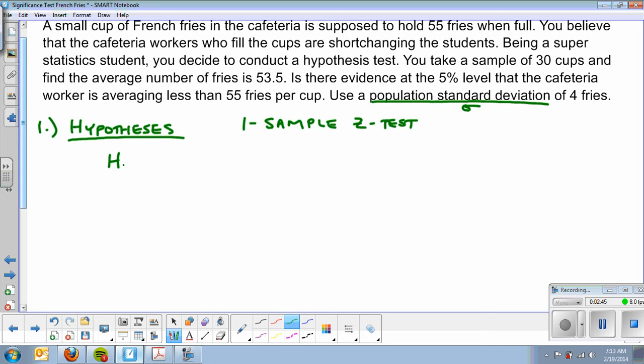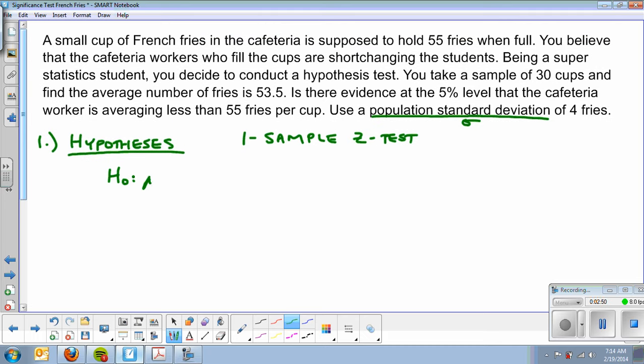The null hypothesis. Remember, null means no change. So if there's no change in the amount of fries in your cup, then the mean fries per cup will be 55. All right. The alternate hypothesis. We believe that we are being shortchanged. Often it says it in the problem. Sometimes you have to figure it out. But it says here, is there evidence at the 5% level that the cafeteria worker is averaging less than 55 fries per cup? So less than 55.